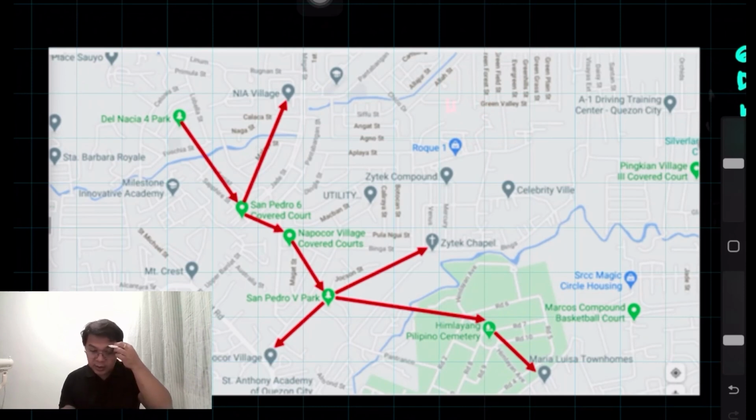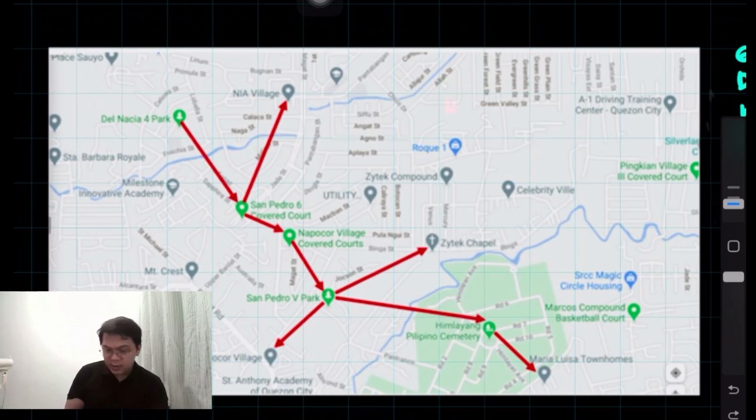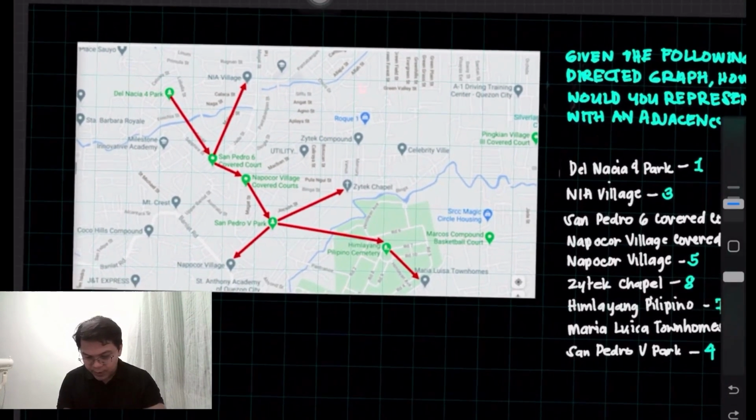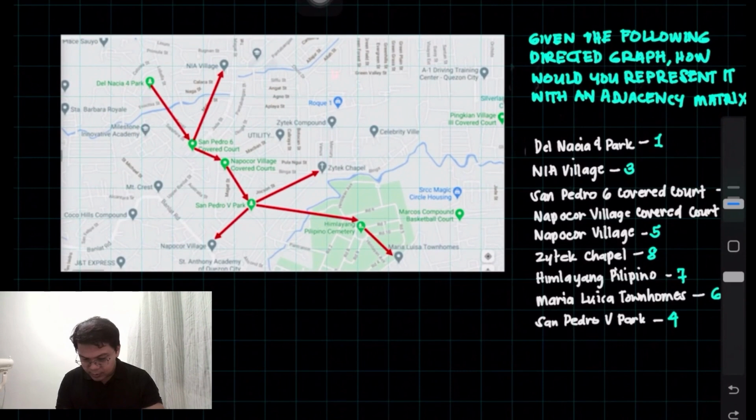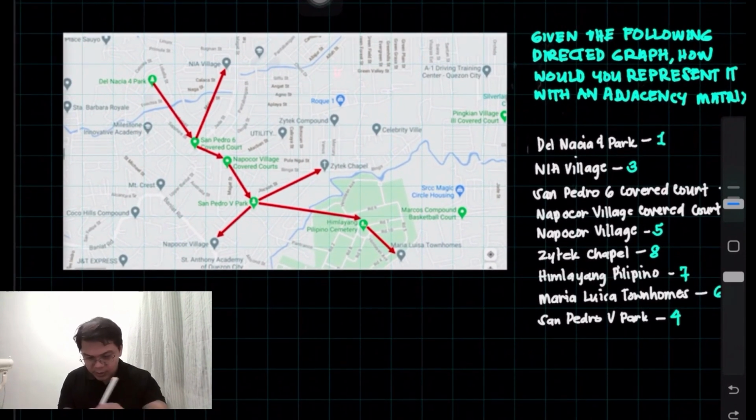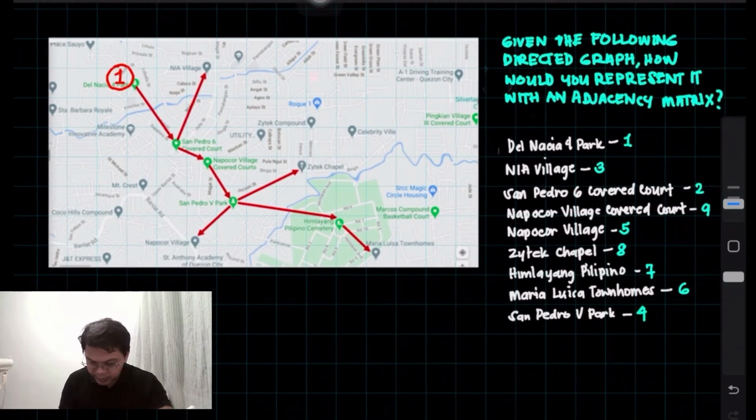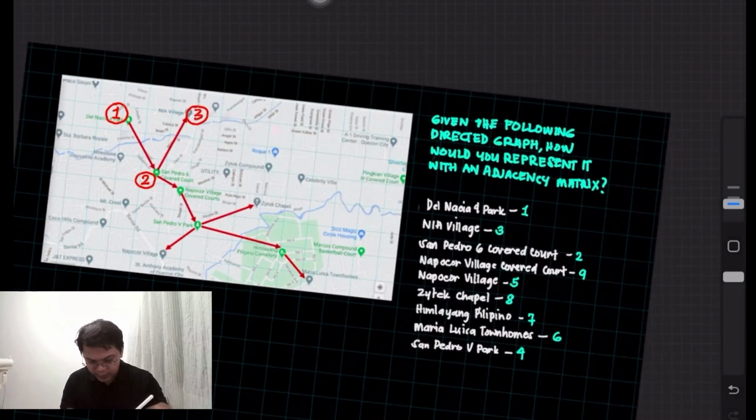It's going to be very helpful for us later on. As you can see, we don't really have an idea which of these vertices comes first. So let's go back to our info here. I think what we can do is indicate the numbers on our graph. Why don't we do that? Del Nacia for Park is our first vertex, which is right here. The second vertex is the San Pedro 6 covered court, which is this one. Nia Village is our third vertex. Our fourth one is San Pedro V Park.